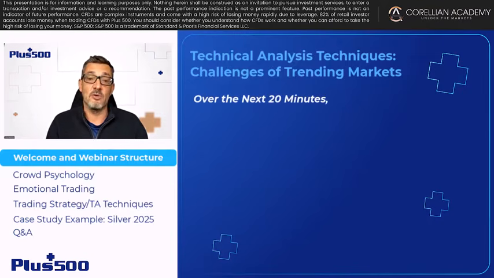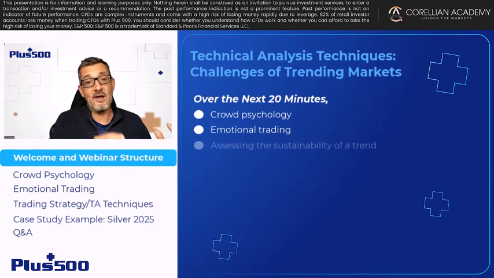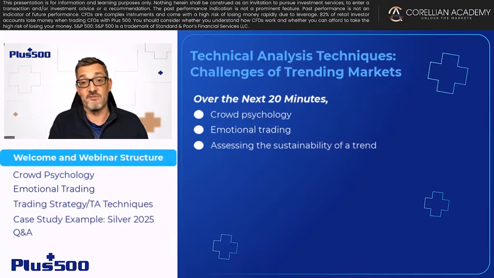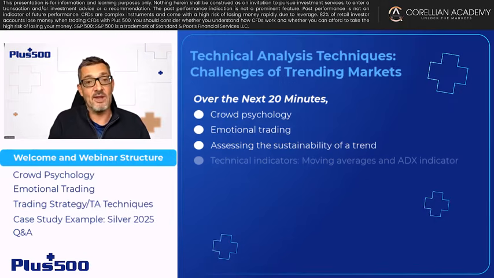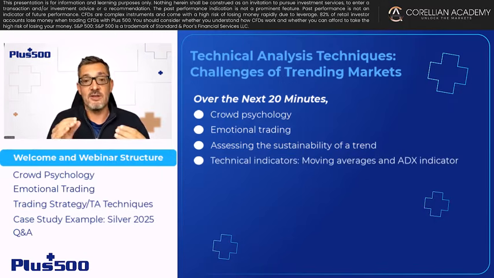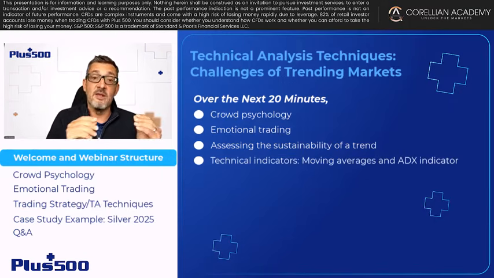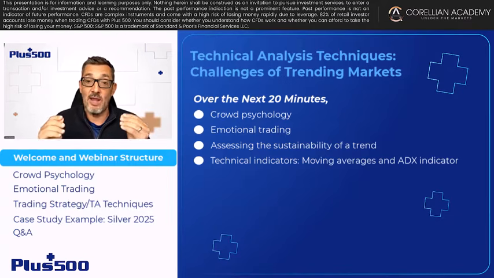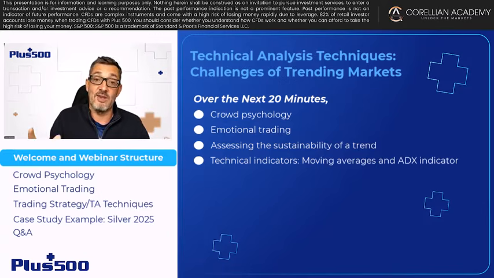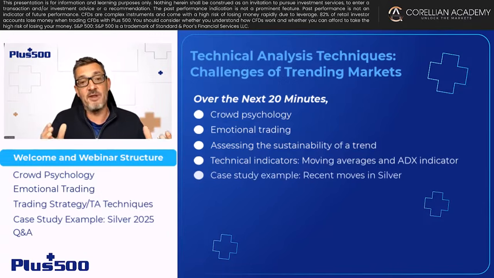Over the next 20 minutes, I'll discuss crowd psychology and emotional trading, look at how to assess the sustainability of a trend, including outlining 2 technical indicators that can support traders of all levels of experience to establish a reliable trading strategy and judge if a price move or a trend is valid. And then I'll finish by running through a case study of silver's rally in 2025 and show you how these indicators could have supported your trading.